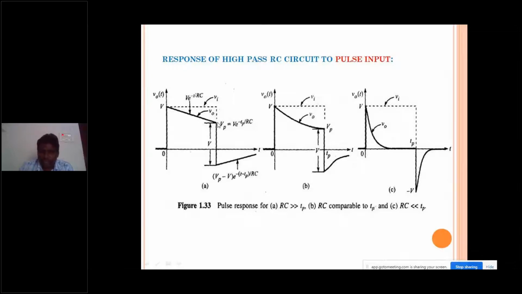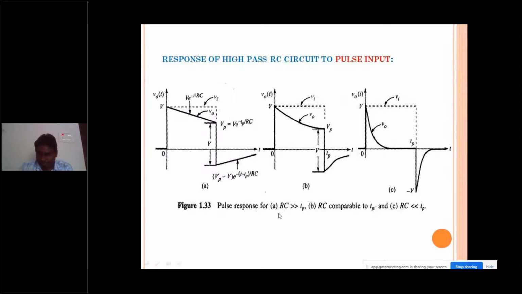So at time t equal to TP, the input suddenly falls to 0. The output also suddenly falls by the same amount. So how much amount is the input going to drop? It suddenly falls to 0, an amount called V. The output also suddenly falls by the same amount V. That is why from the maximum value Vp, the output suddenly falls by an amount V. Whatever amount the input suddenly falls, the same amount is dropped in the output also. So that is why Vp minus V.